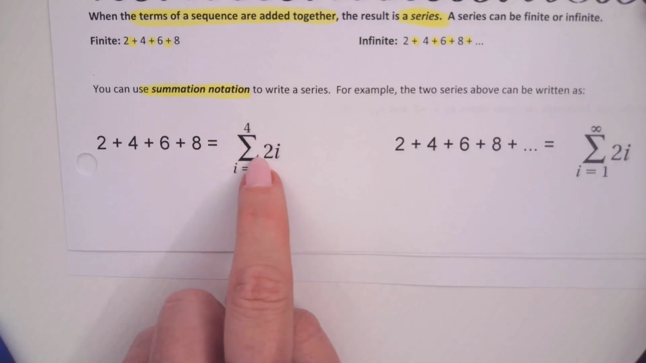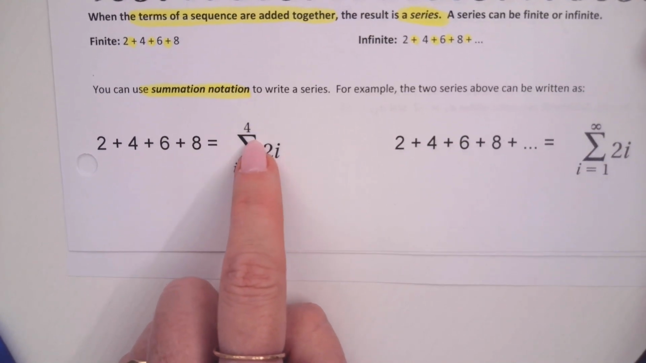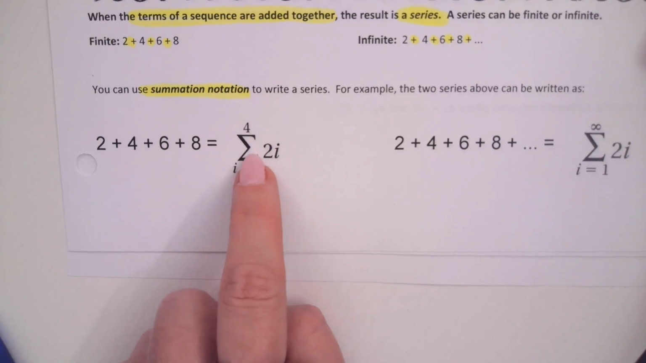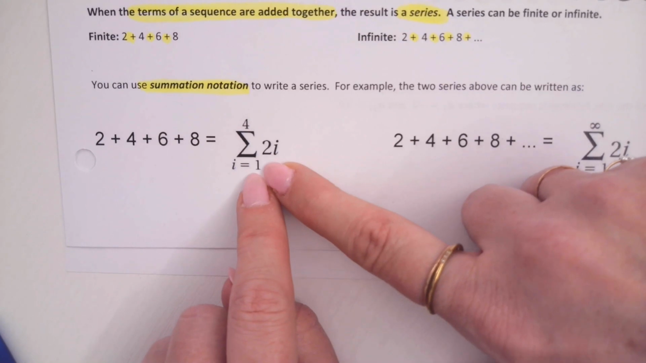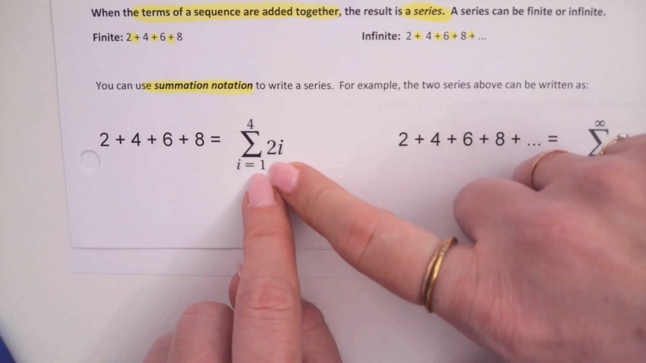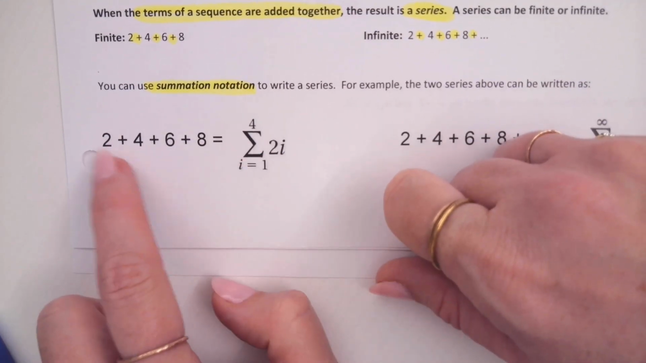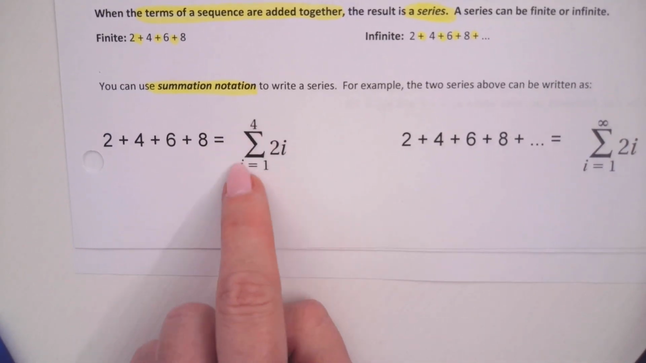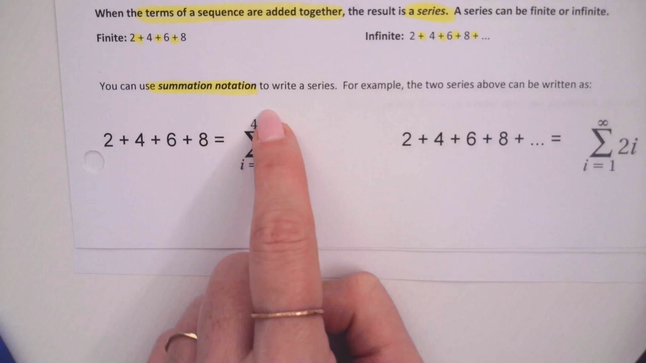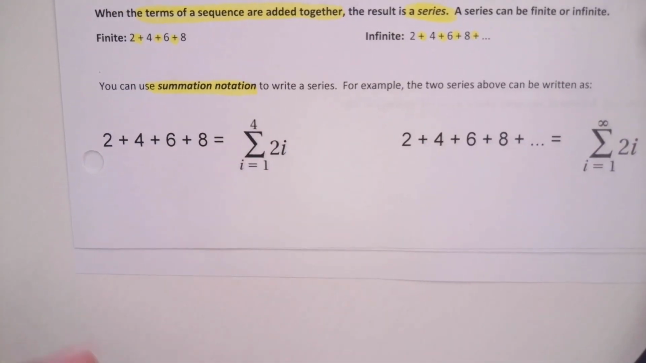So this little symbol right here means the sum of. It is a Greek letter. Anyone know what Greek letter it is? Sigma. On the bottom, this i equals 1. Sometimes they use i, sometimes they use n for this. It really doesn't matter. It's telling you that we're starting with the first term of this sequence, and we're going to the fourth term of the sequence that follows this rule, 2i or 2n. Again, the letter doesn't really matter.